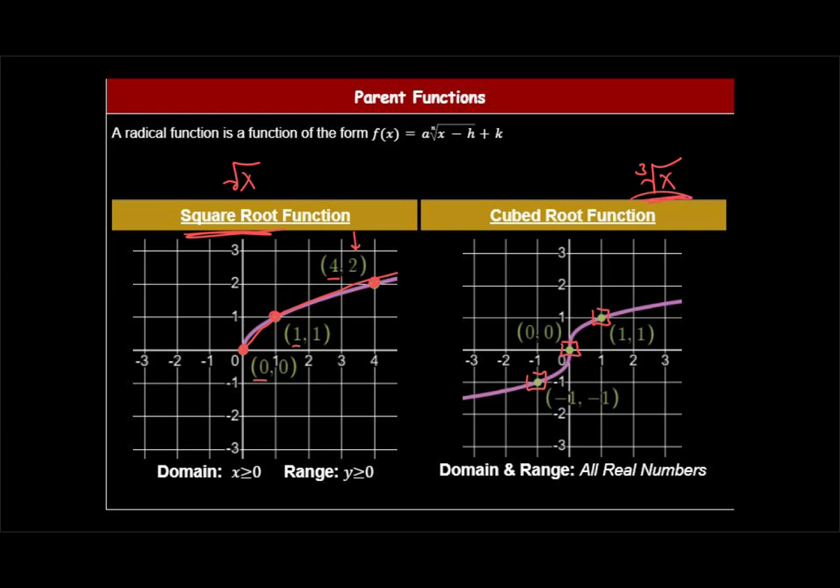Usually when we use the reference points, we use -1, 0, and 1. We can't use -1 for the square root function because you can't square root -1. It's imaginary, but here we can. So if we want to get a third point to help us with the shape, we use 4 because it's the next perfect square for the square root function.